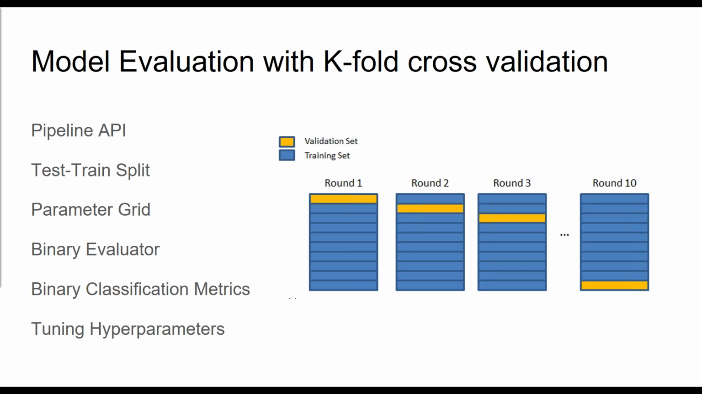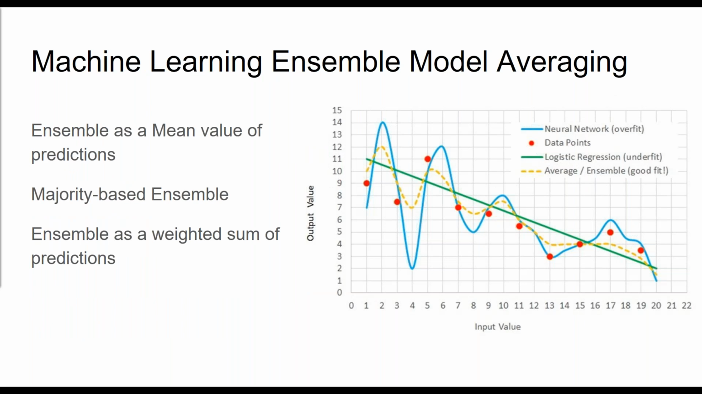Train-test split, parameter grid to tune hyperparameters of algorithms or trainers, for example, the binary evaluator, different binary classification metrics, and of course cross validation, which helps you tune hyperparameters of your trainer. In the future, we hope to help with tuning hyperparameters of different preprocessing stages, but it will be in future releases.